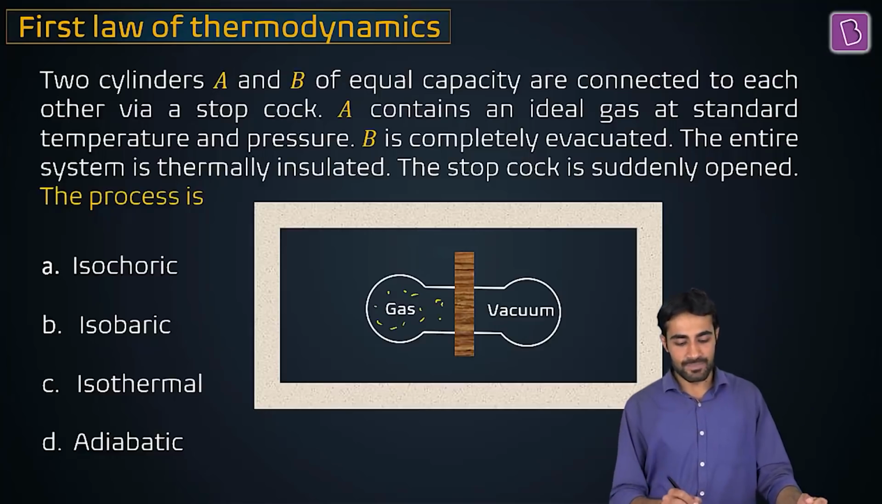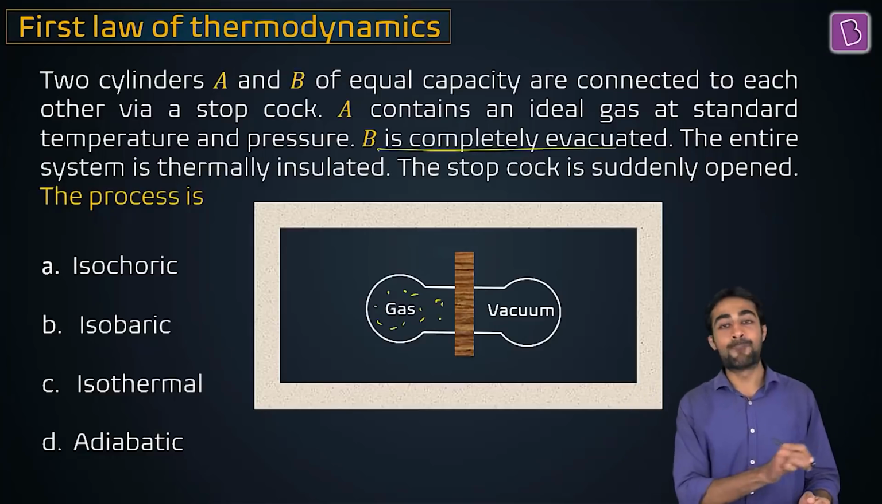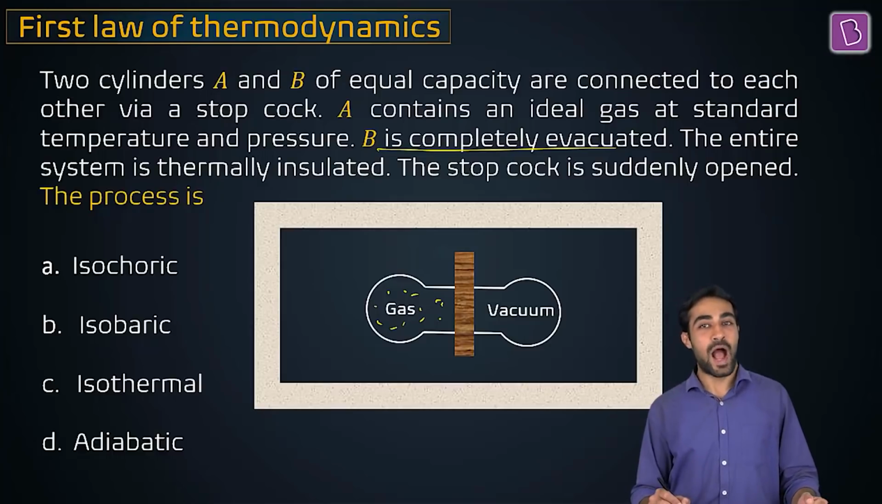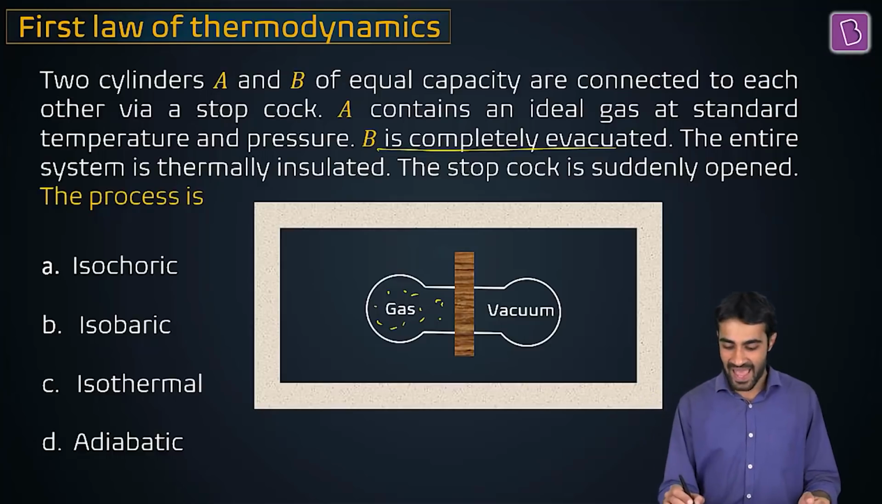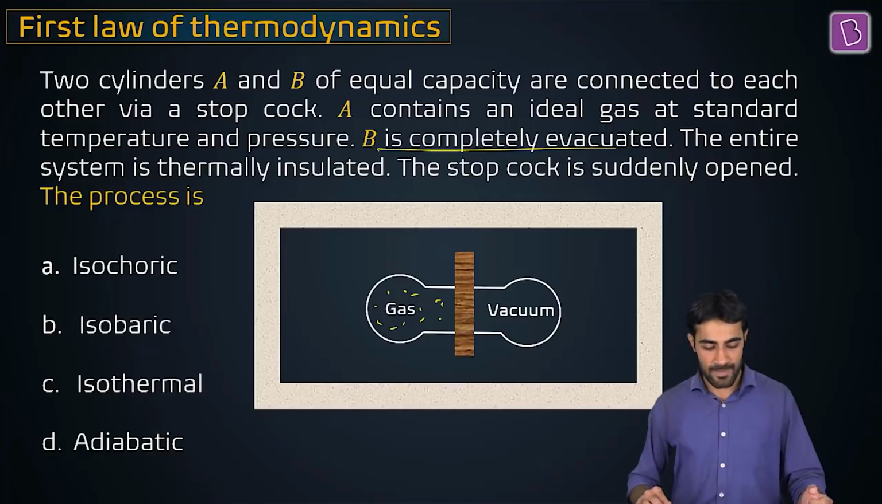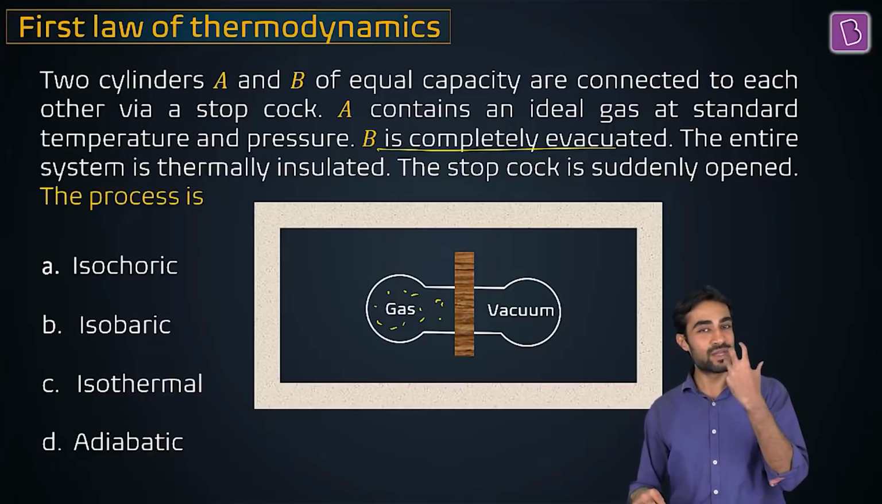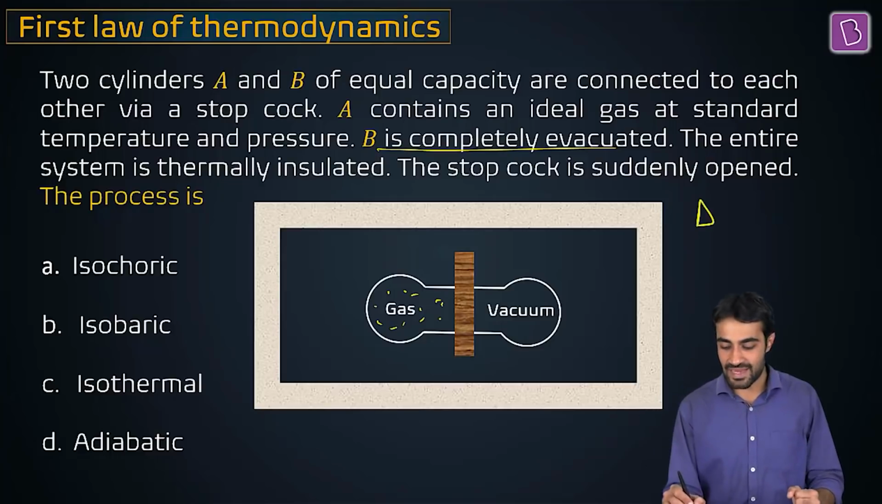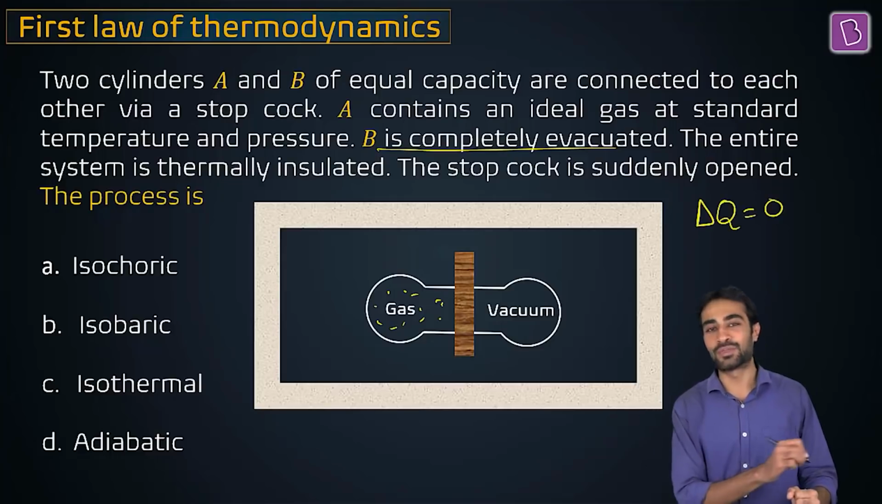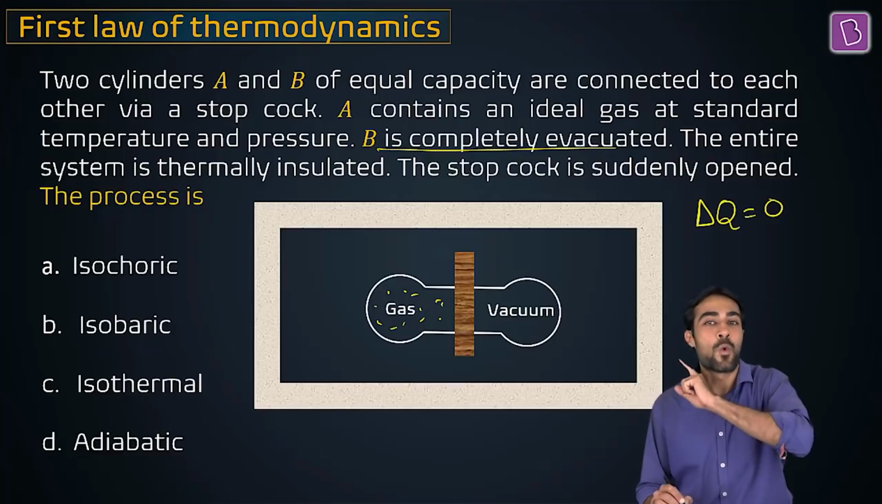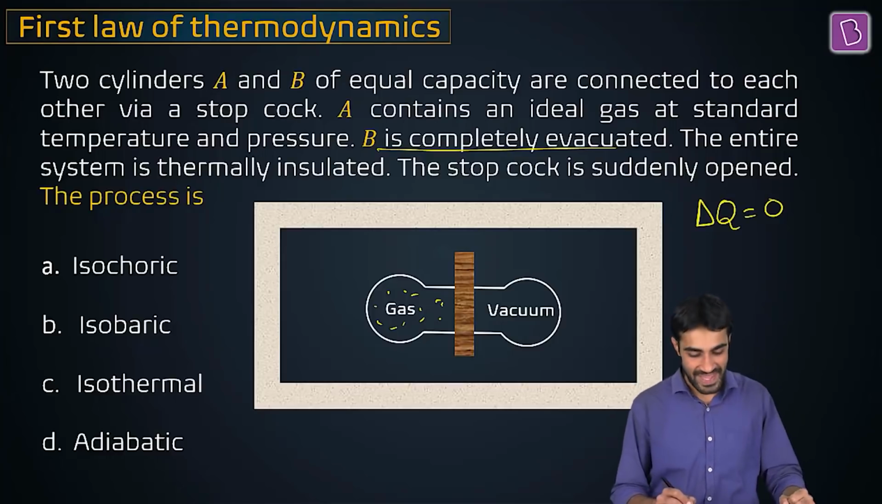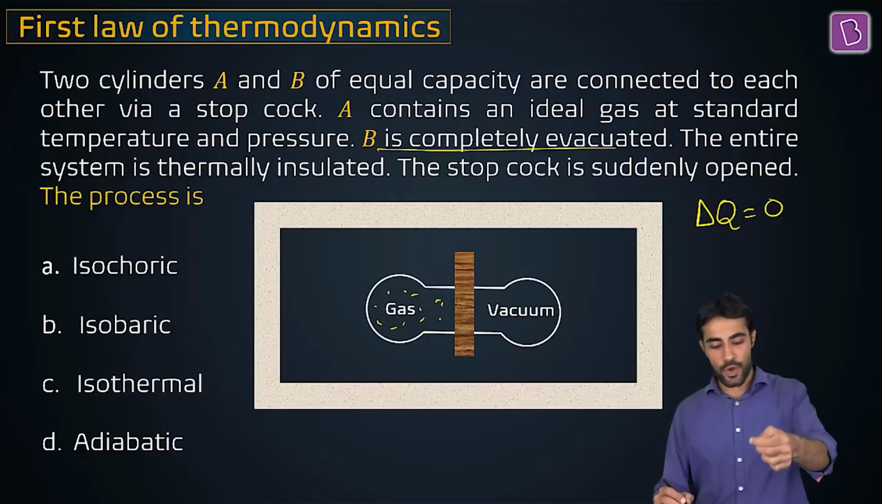In chamber B, there is no gas. It is completely evacuated. So there is vacuum. And the entire system is thermally insulated. So we thermally insulate the system. That is delta Q is equal to zero. There is no heat exchange whatsoever. The stopcock is suddenly opened.